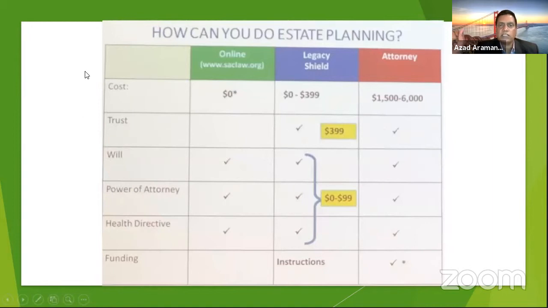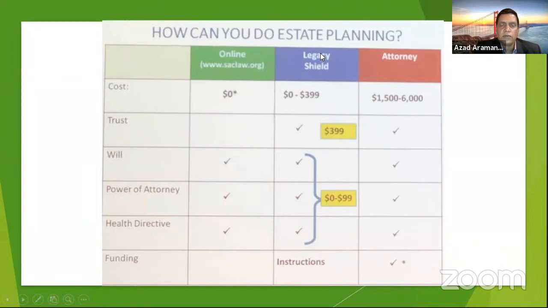Now, how can we do the estate planning? There are different simple solutions, costing absolutely nothing or a little bit more. Online there are multiple tools available. For example, cycla.org, zero cost. You can essentially put in place a will, you can have a power of attorney given, and you can even have a health directive document. You can do it all online.